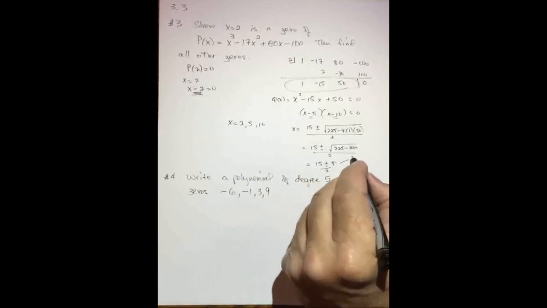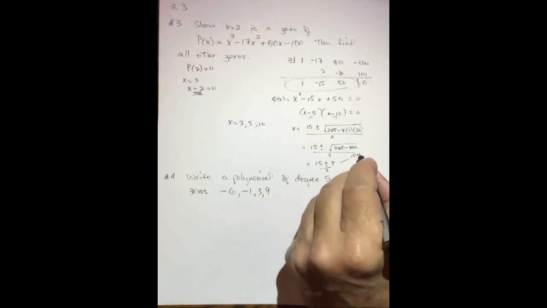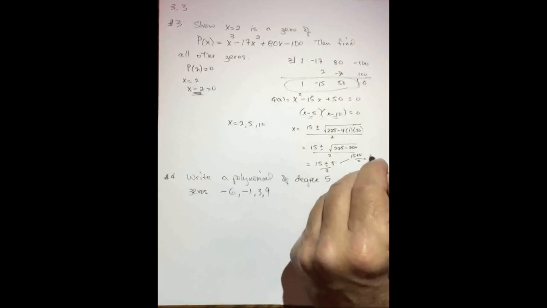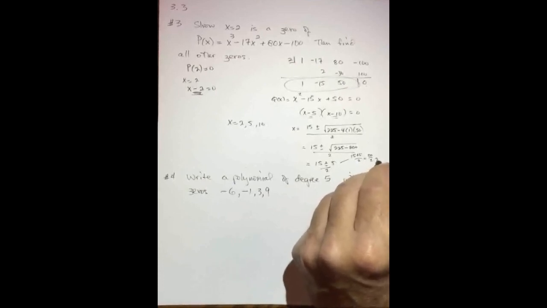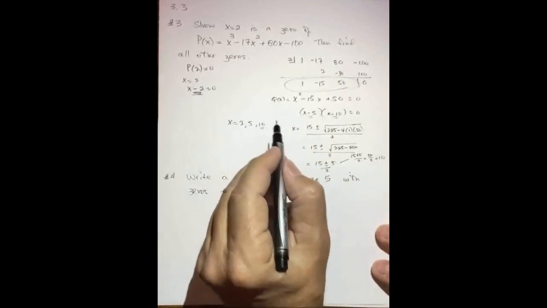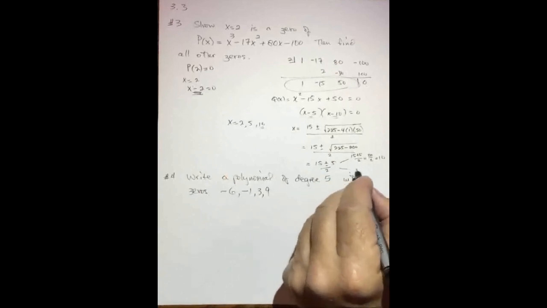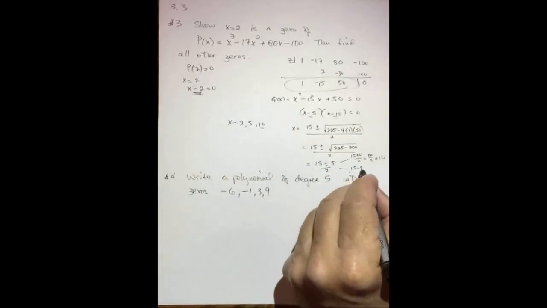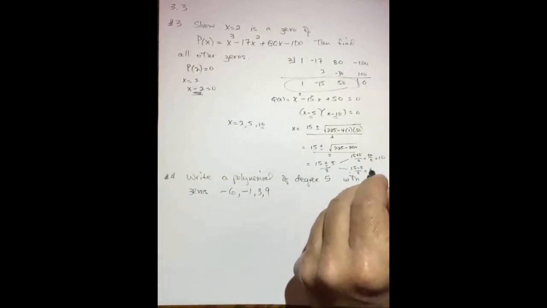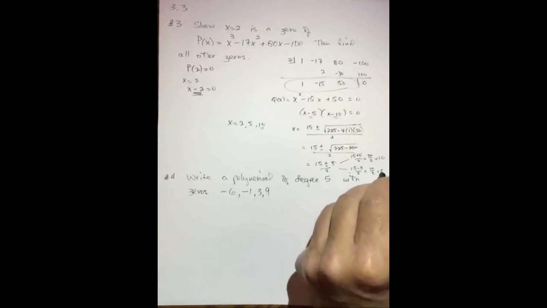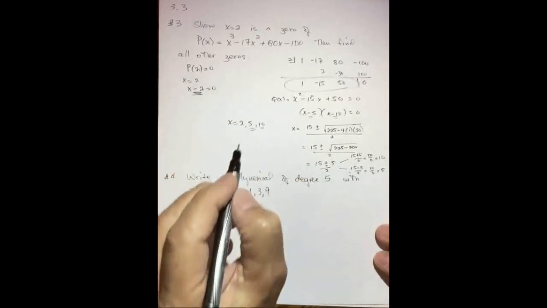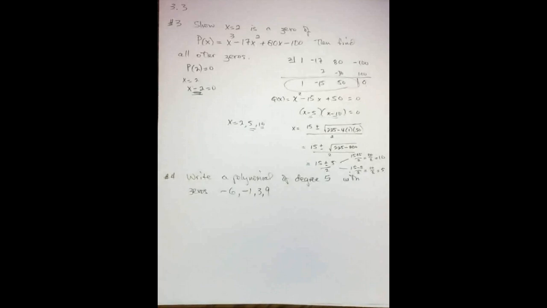And see, this is 2 numbers. This is 15 plus 5 over 2. That's 20 over 2, which is 10. And then it's going to be 15 minus 5 over 2. Well, that's 10 over 2, which is 5. Okay?